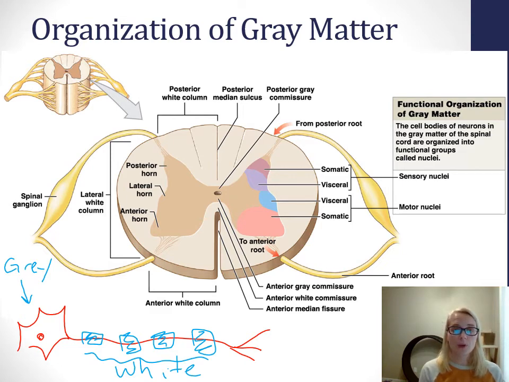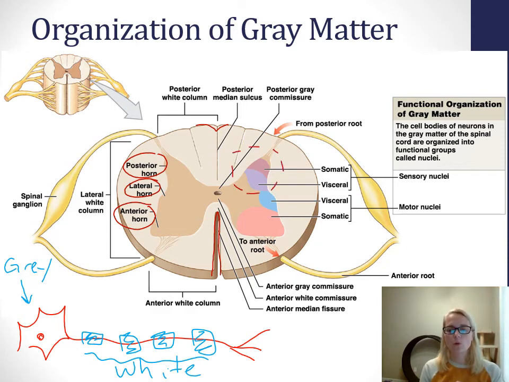We label the gray matter as horns. So we've got to identify our posterior sulcus, our anterior fissure. And so once we have our front and back down, we can say this is our posterior horn, our anterior horn, and then laterals on the side. And lateral gray horns are only found in the thoracic and lumbar sections of the spinal cord. We're going to see that more in chapter 16. So of the posterior horn, okay, so posterior horn only, right?